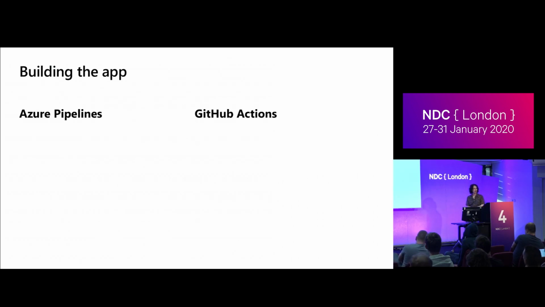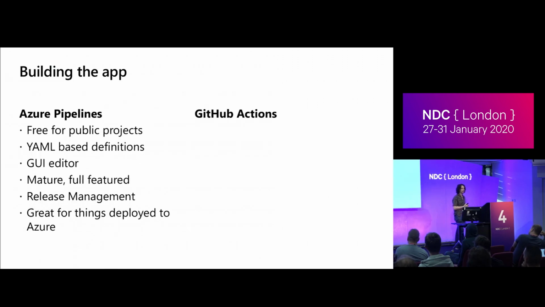We have two current ways to do that today. First is with Azure Pipelines, and then the new one to the field is GitHub Actions, which has been making a lot of noise lately. They have some similarities and some differences. Azure Pipelines is free for public projects. So if you want to say, hey, this is pretty cool, I want to check this out, I have an open source project, you can use Azure Pipelines at no charge.